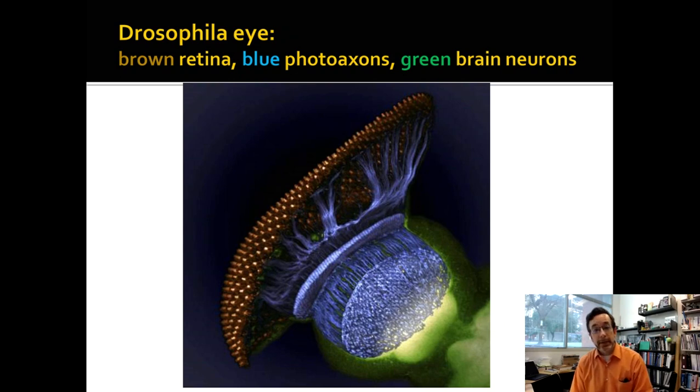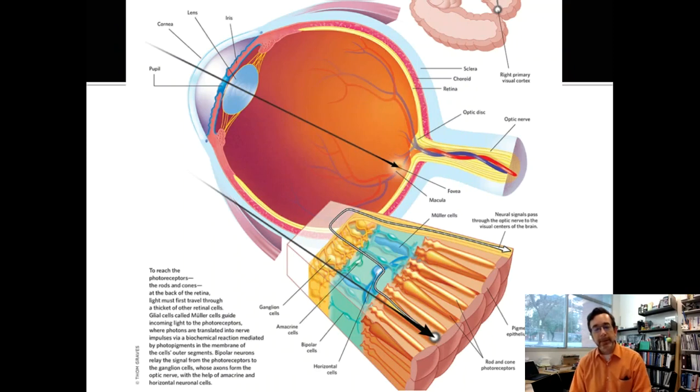So a Drosophila eye, you have here the retina being shown, you have the photoreceptor axons in blue, and then you have the brain neurons in green. And this all makes sense. You have the retina on the outside, and then you have the nerves behind the retina. Unfortunately, that's not the case for us mammals. For some weird evolutionary reason, we actually have the eye reversed on this one point.